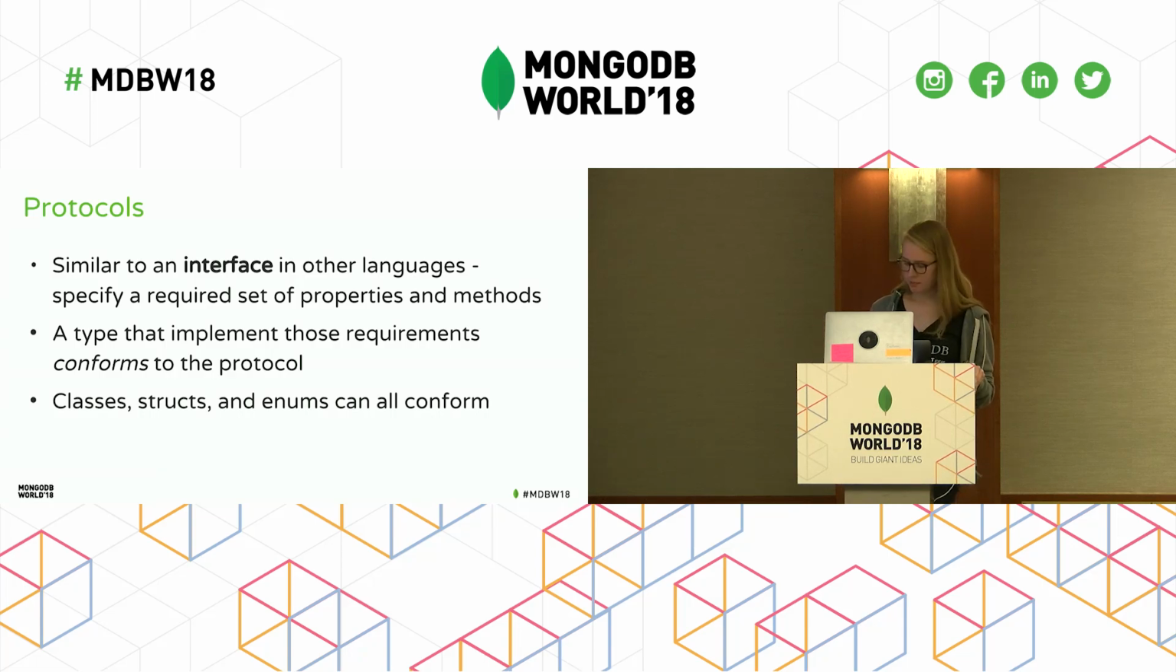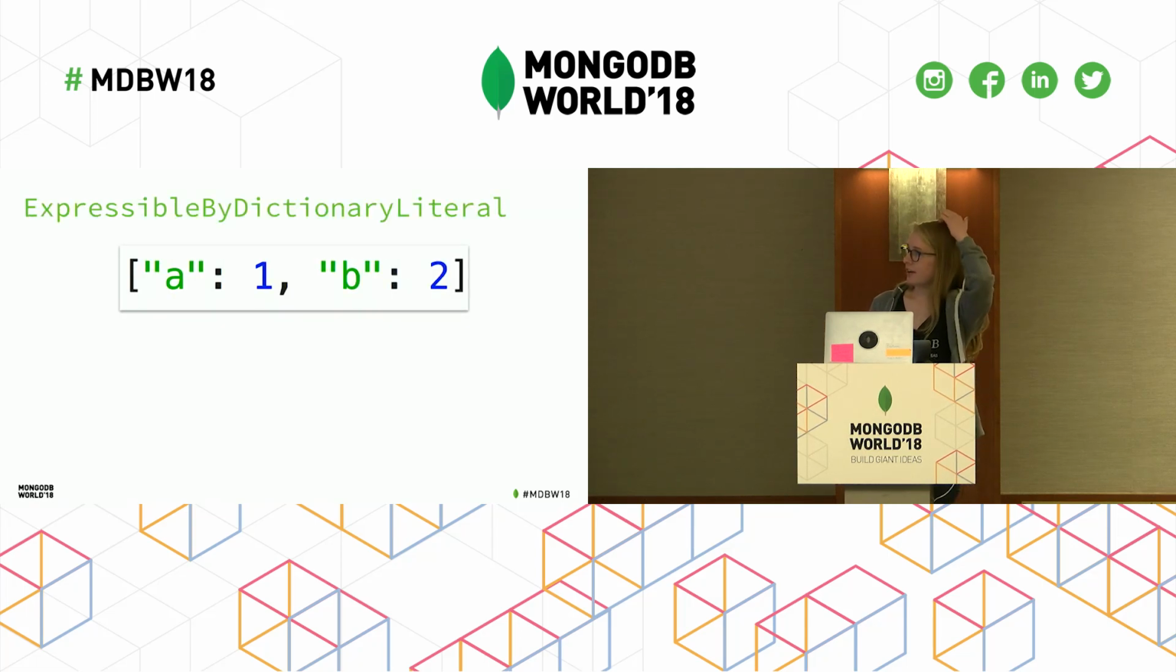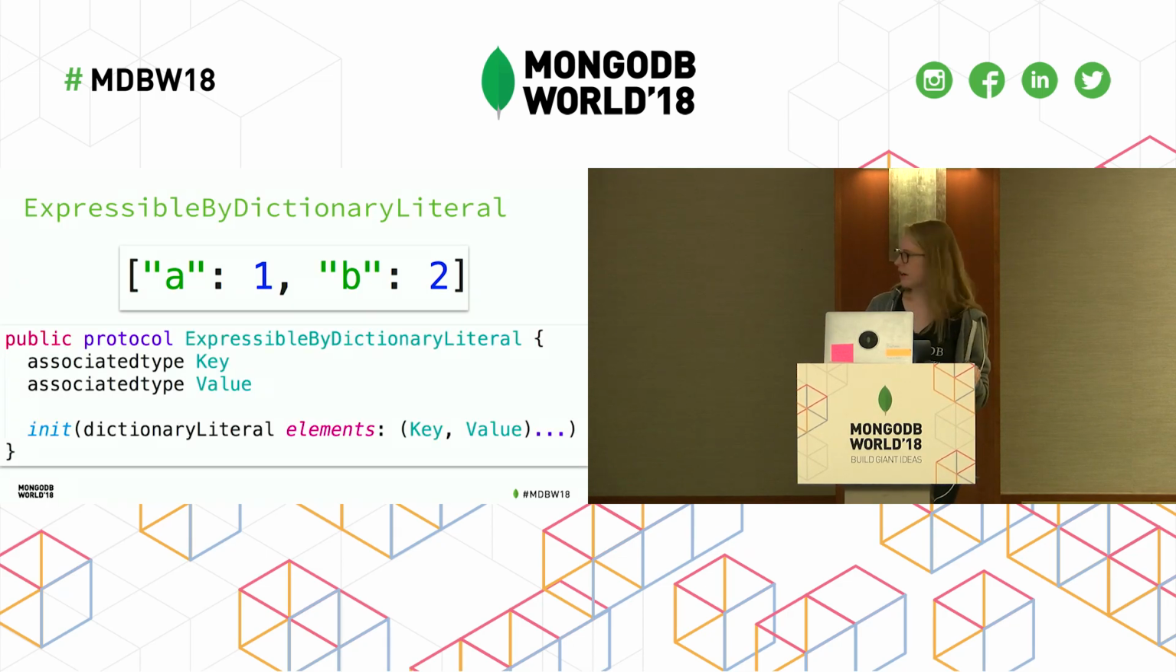So one really cool built-in protocol is called ExpressibleByDictionaryLiteral, which is pretty much what it sounds like. It means that you can initialize your type using a dictionary literal, so this kind of syntax. And to implement this protocol, here's what's required of your type. Basically, you need to declare these two associated types, indicating what type your keys are and what type your values are. And you also need an initializer that takes in an array of those key-value pairs. So you might be able to guess what type we wanted to make ExpressibleByDictionaryLiteral in the driver. It's a document.